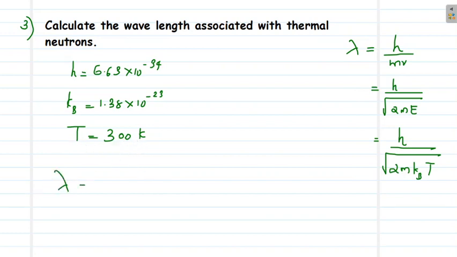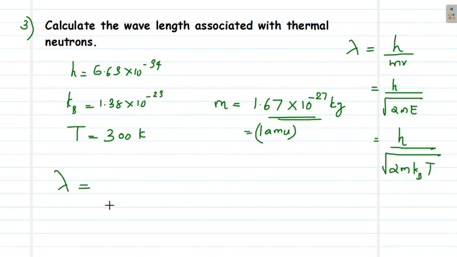Now substituting for different values. What is the mass of the neutron? We have already seen in the unit of nuclear physics, the mass of the neutron is approximately 1 AMU, which is 1.67 into 10 raised to minus 27 kilogram. So we need values in SI units for substitution. So let us choose the kilogram value.